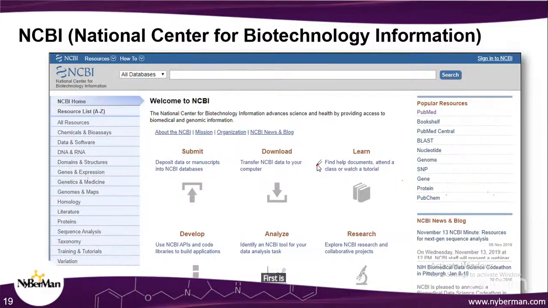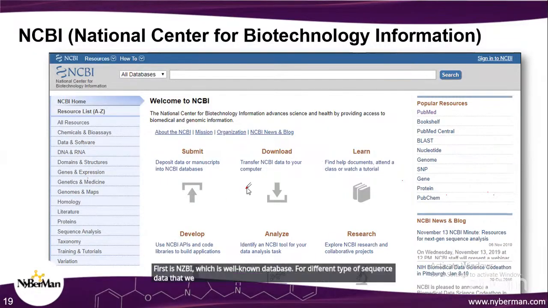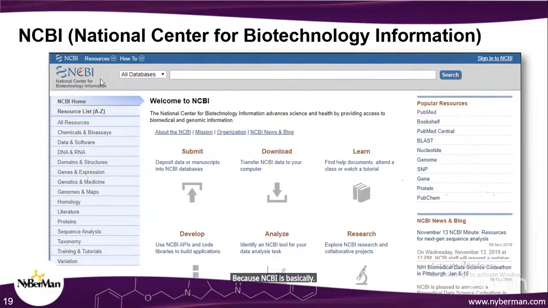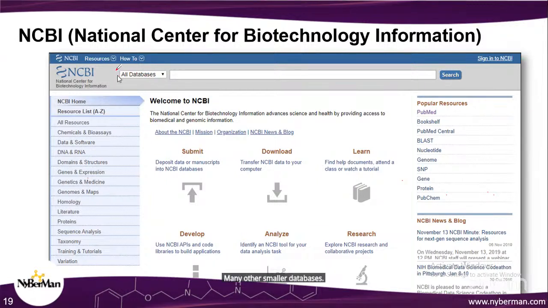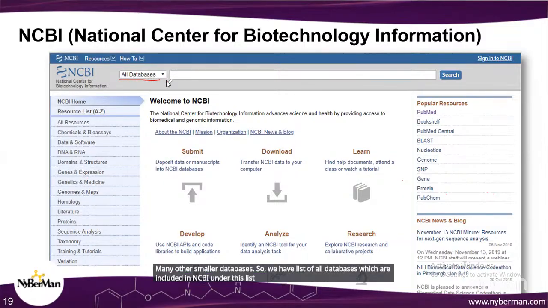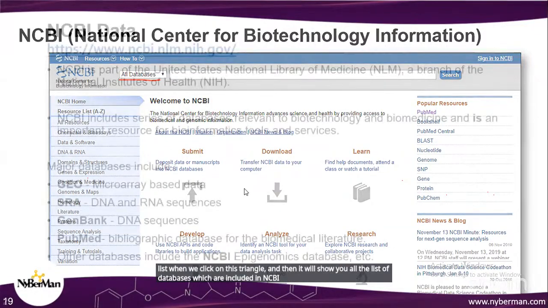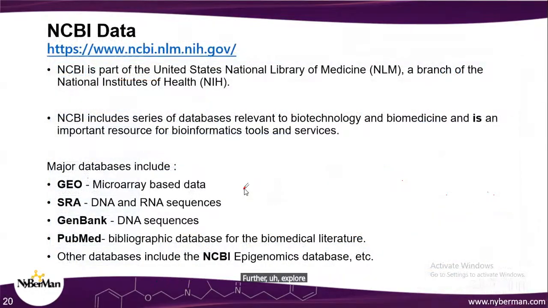First is NCBI, which is a well known database for different types of sequence data that we want to retrieve. NCBI is basically a big database, which is a collection of many other smaller databases. So we have a list of all databases included in NCBI. Under this list, when we click on this triangle, there will be a drop down list, and it will show you all the databases included in NCBI, and we can further explore and retrieve the data.